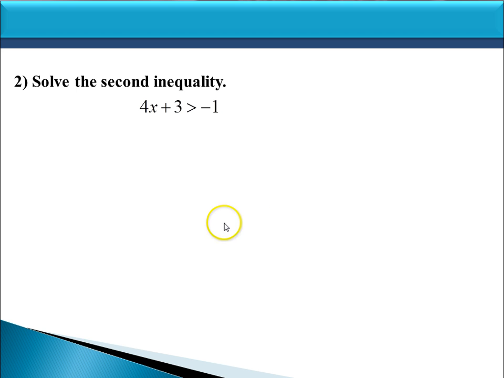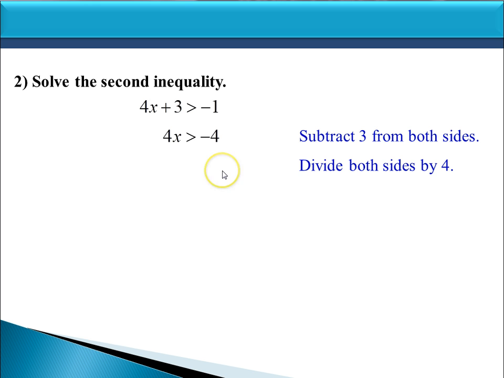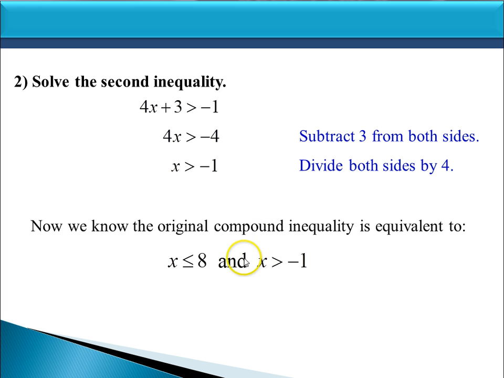Now let's look at the second inequality. This one we're going to need a couple steps. We're going to need to subtract 3 from both sides first. That will give us 4x is greater than -4. And then if we divide both sides by 4, we'll have x is greater than -1. So now we have those two inequalities.